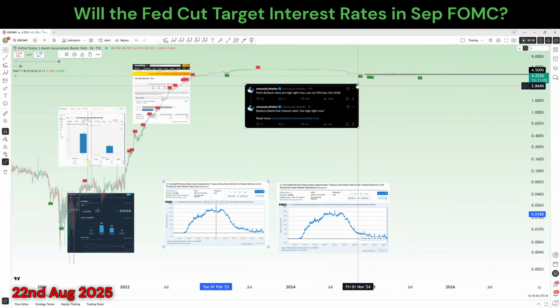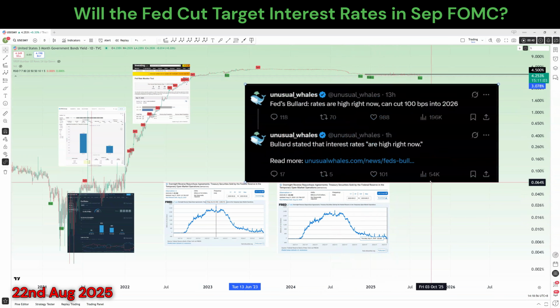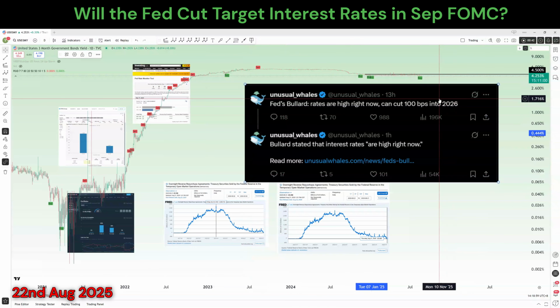Now, recently you will see a lot of news where certain Fed officials talk about rates being too high, saying they should cut 50 basis points, should cut 100 basis points. I believe this is more or less irresponsible or even fraudulent, because these are Fed officials and they should know whether they are going to cut rates.